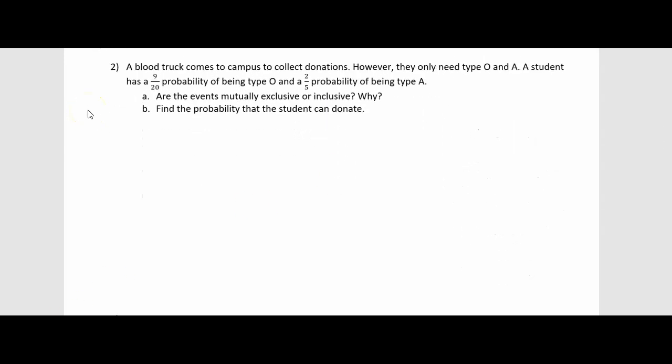So let's jump down here to number 2. It says a blood truck comes to campus to collect donations. However, they only need type O and A. A student has a 9/20 probability of being type O and a 2/5 probability of being type A. Are the events mutually exclusive or inclusive? Why? Well, I'm choosing this because they're mutually exclusive, but you can tell me why. And part B says find the probability that the student is able to donate. So pause the video, see if you can answer parts A and B, and then we'll go over the answers.